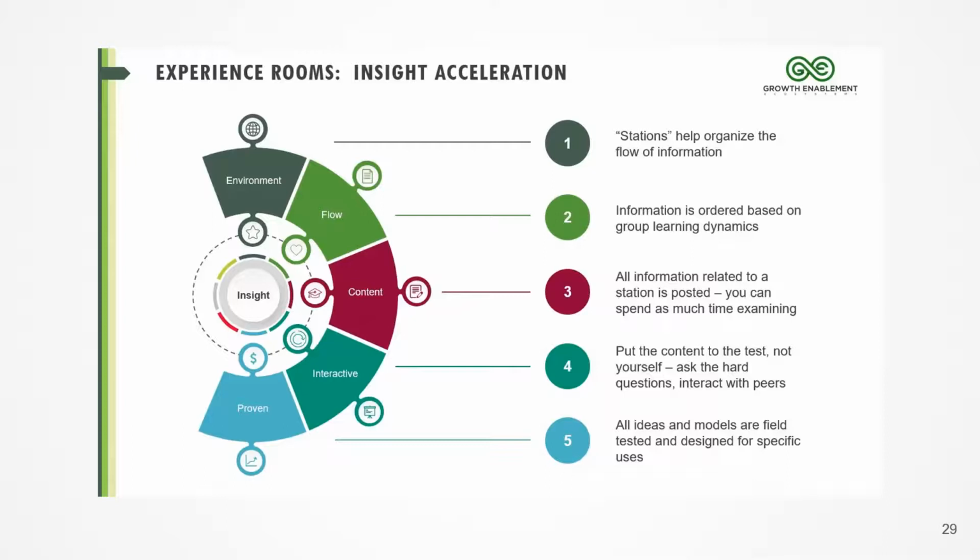Flow: information is ordered based on group learning dynamics. What's interesting about this exercise is that because everything was on tape, I rearranged the stations based on each interaction. I would bring in batches of people, observe them making it, and make a tweak here and there. Over time, because everything was organized and structured, I got it into a flow where I didn't need to attend the room. People in the room would train themselves.